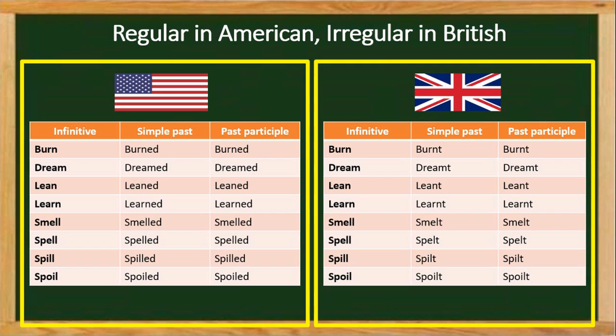So we have 8 verbs: burn, dream, lean, learn, smell, spell, spill, and spoil. So all these verbs are considered regular verbs in American English. Why? Because they follow what is called inflection.